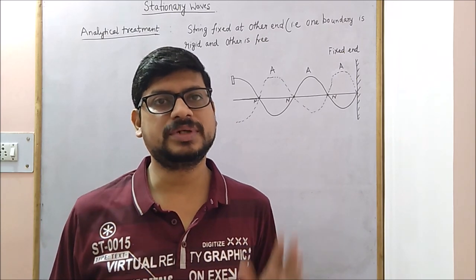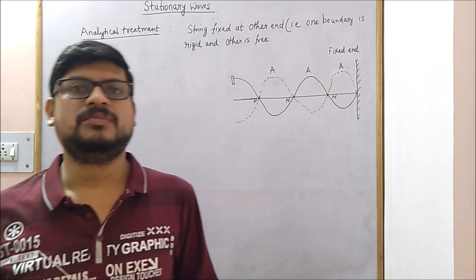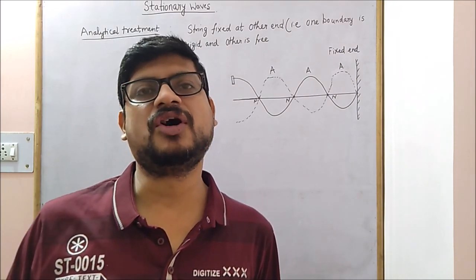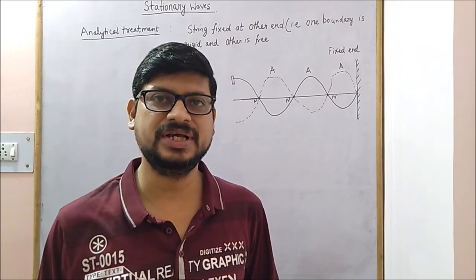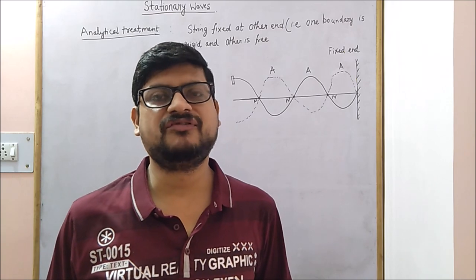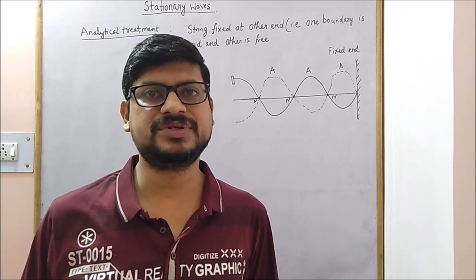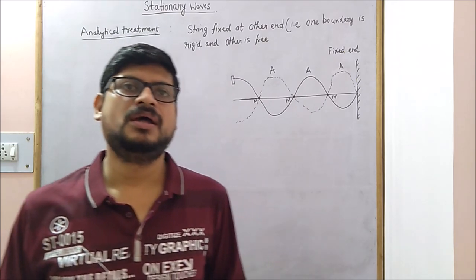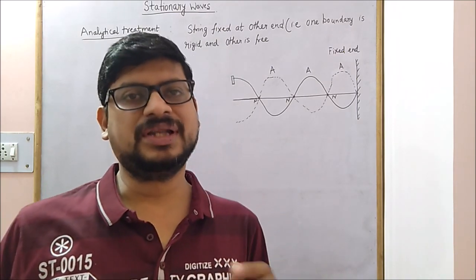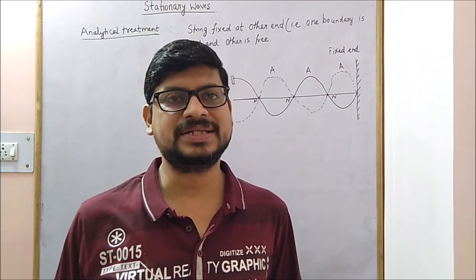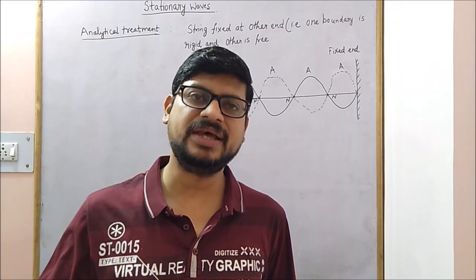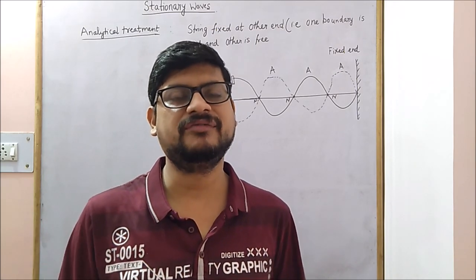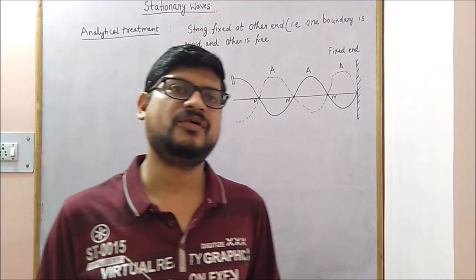Now, when two identical waves moving in opposite directions superimpose, then they form standing or the stationary waves. These waves can be formed in longitudinal waves or in transverse waves as well. Now, when a wave in a string or an organ pipe gets reflected from the other end and the same wave superimposes on reflection on the incident wave, the standing waves are formed.